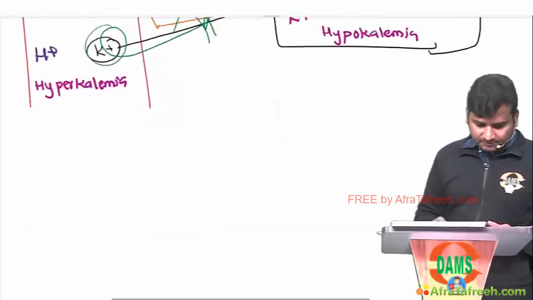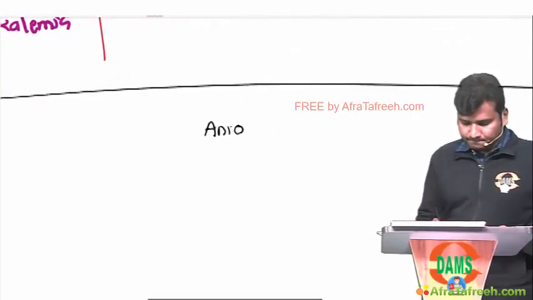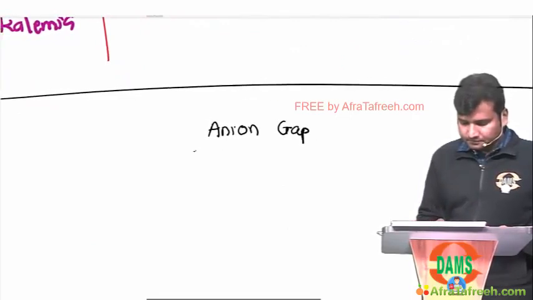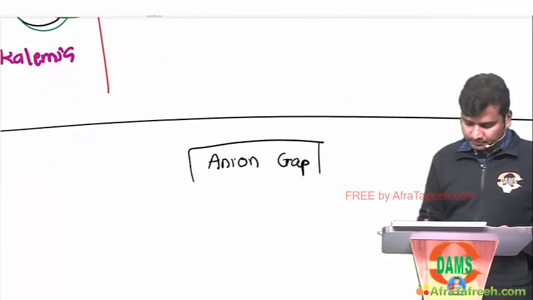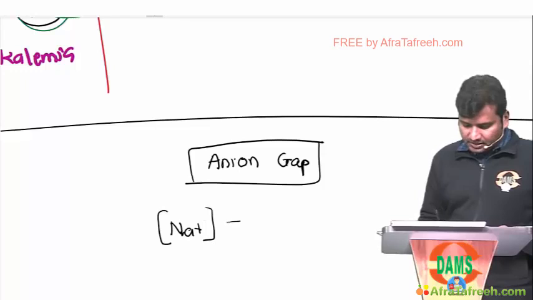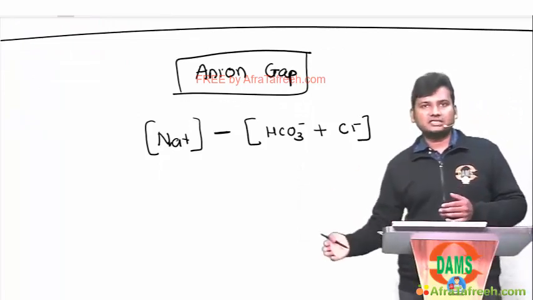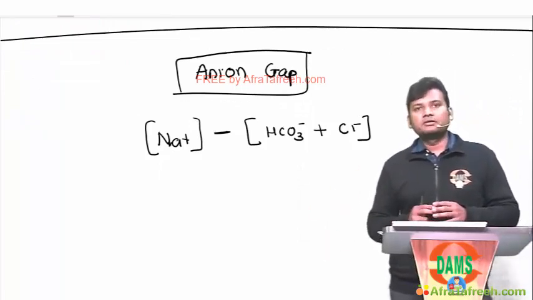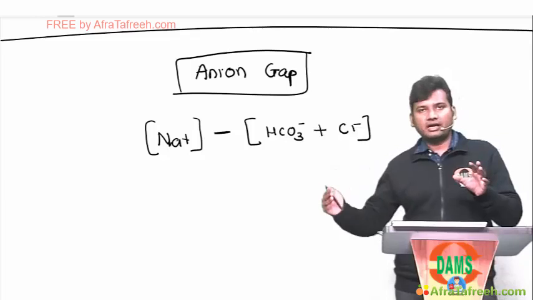Now, next, what is meaning of anion gap? Formula of anion gap given in Harrison is concentration of sodium minus concentration of bicarb plus chloride. Some books mention concentration of sodium plus potassium minus bicarb plus chloride. But Harrison is not mentioning the potassium, so I am giving you sodium minus bicarb plus chloride.